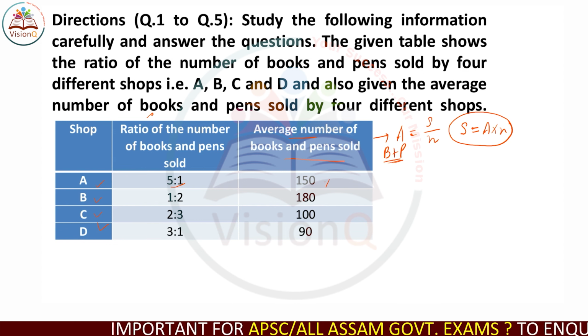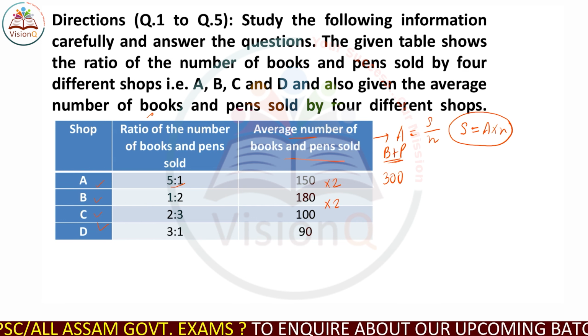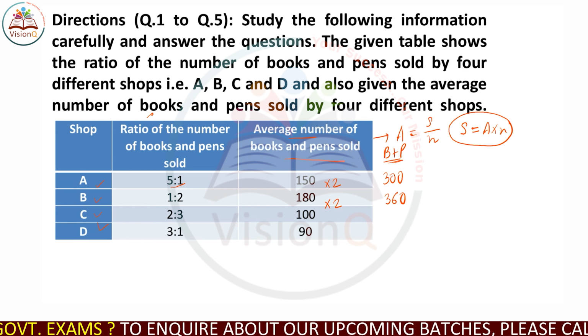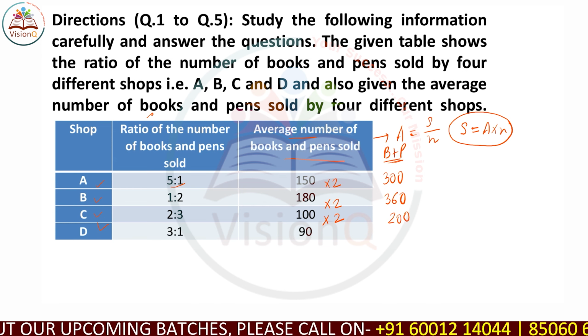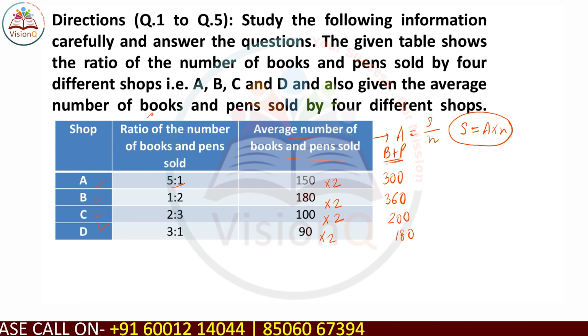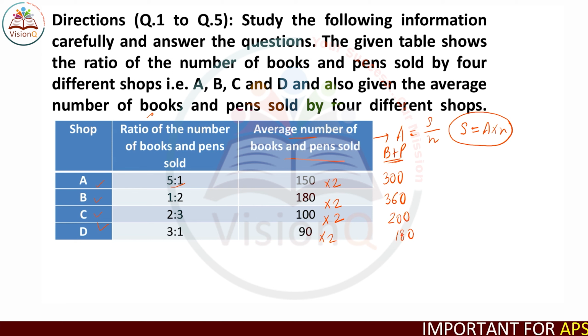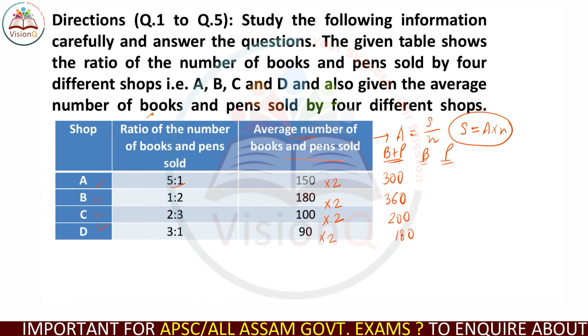So 150 into 2 will be 300. 180 into 2 will be 360. 100 multiplied by 2 will be 200. And 90 into 2 will be 180. So this is the total number of books and pens sold by these four shops A, B, C and D. And now the ratio of the books and pens sold by the stores is already given. So from this ratio and the sum, I can find the number of books and number of pens sold by the stores A, B, C and D.